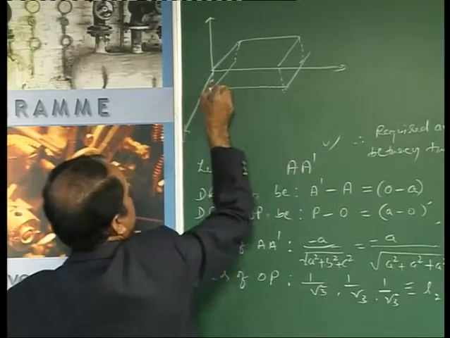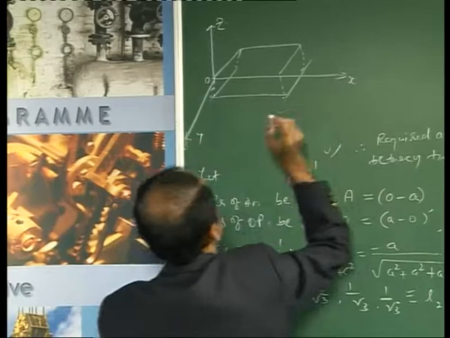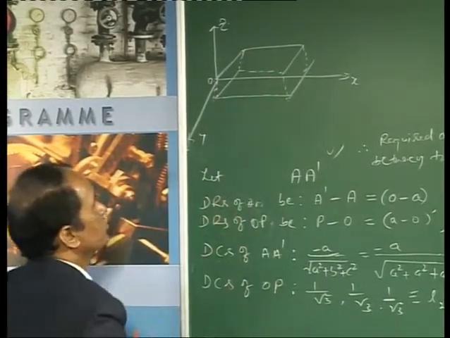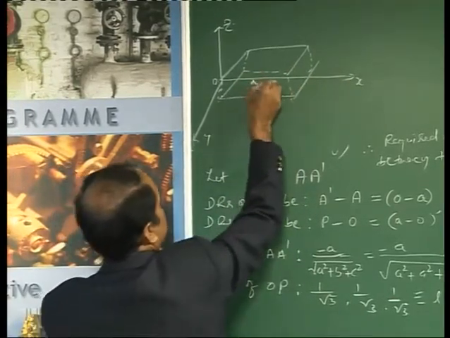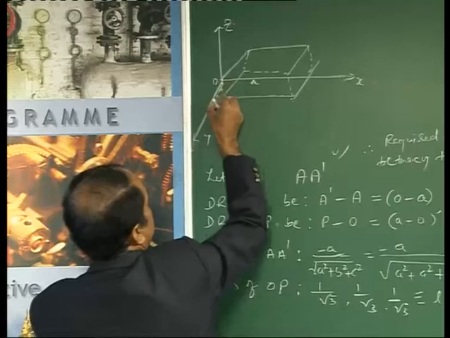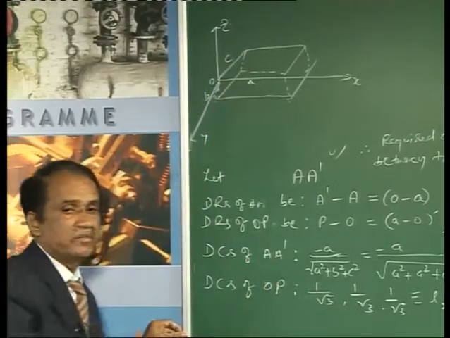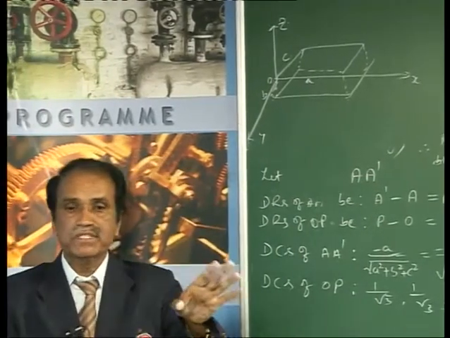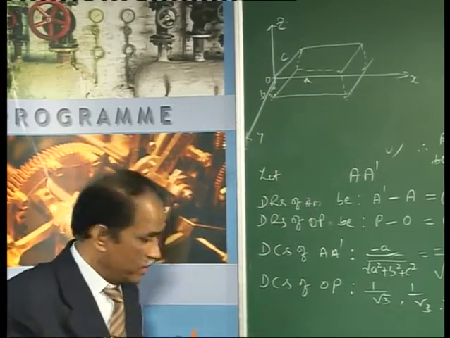Like this, then this is the origin, this is z, this is y, this is x. Somewhere you can represent as P. Therefore on the x axis you can represent as a, on the y axis as b, on the z axis as c. All three directions will not be the same, especially in the parallelopiped.